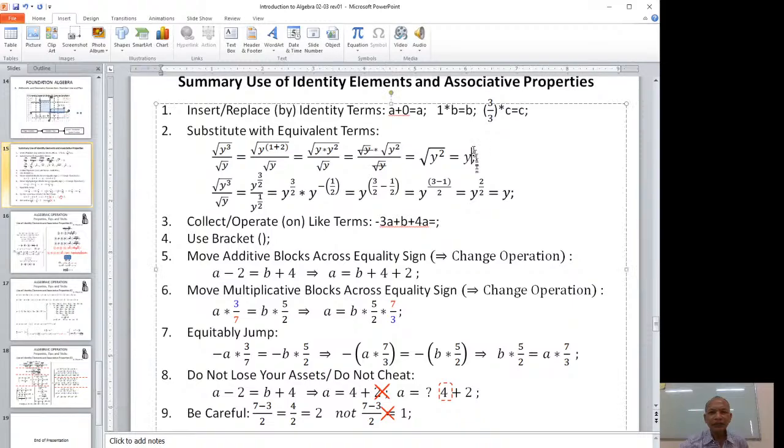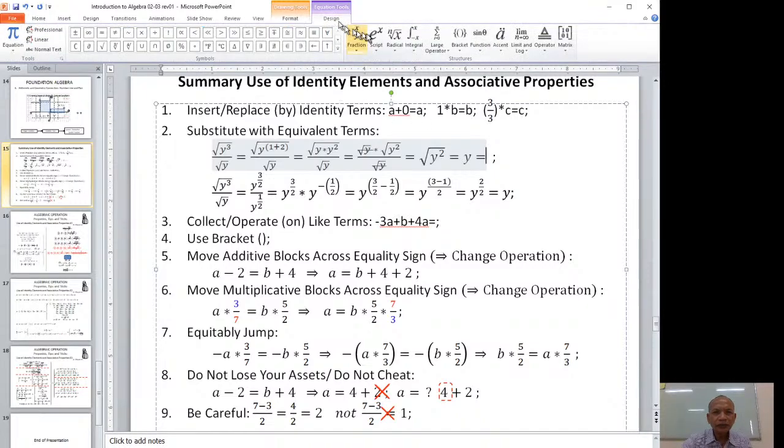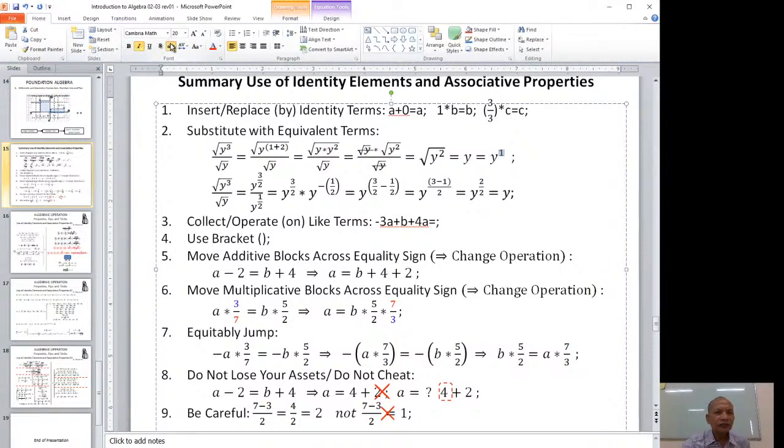Like here it means y to the 1, but we don't write it. Don't write this one. Okay.